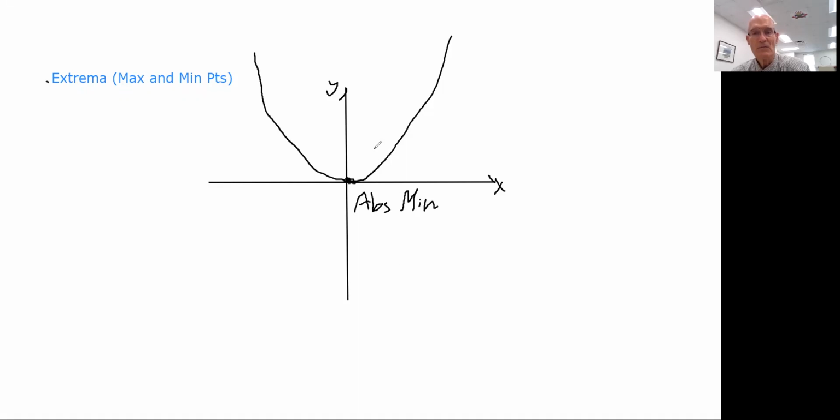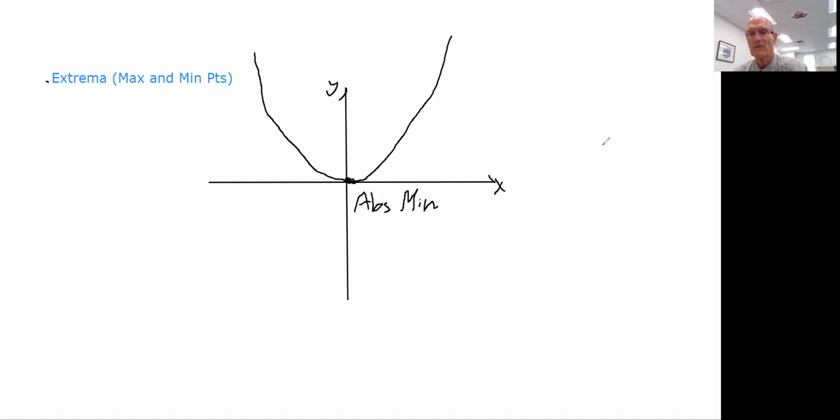Now, the parabola has no absolute maximum point because it goes forever in the vertical direction, off to positive infinity in both the second quadrant and the first quadrant. So for extrema here, the only thing we're looking at is an absolute minimum.